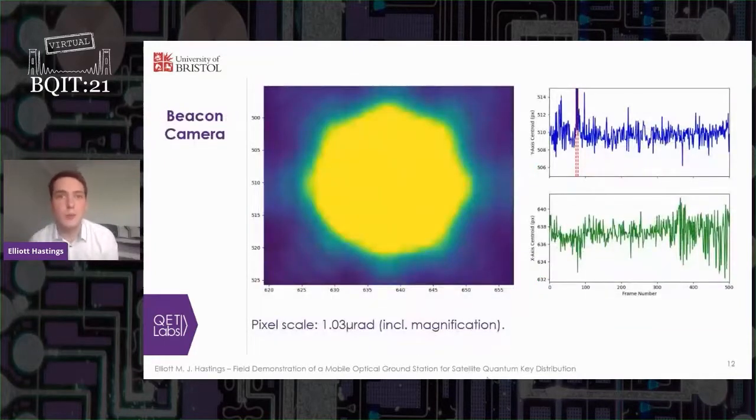Over this link, we have tested the beacon camera centroiding using wind as a handy source of mild turbulence. The blue and green lines respectively trace out the Y and X pixel coordinate of the spot centroid over 33 seconds. With the pixel offset of 1.03 microradians, including magnification, a change by 4 pixels as seen in this data corresponds to an offset of about 4.12 microradians.